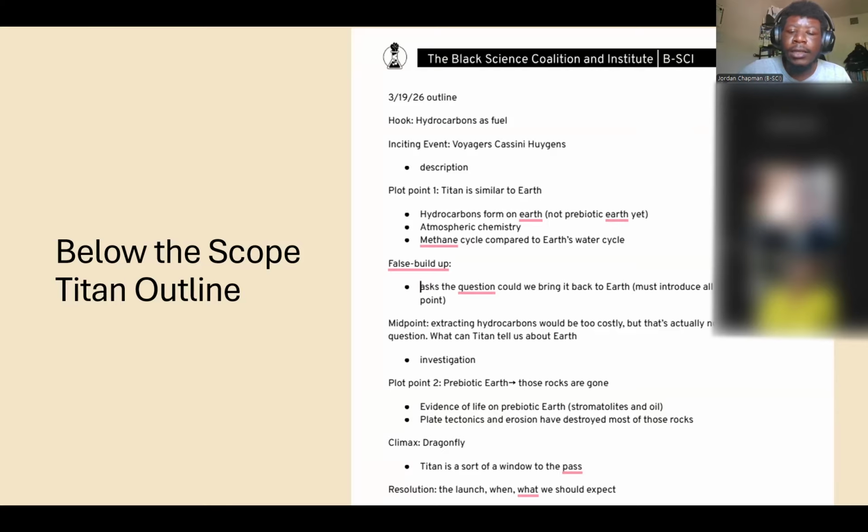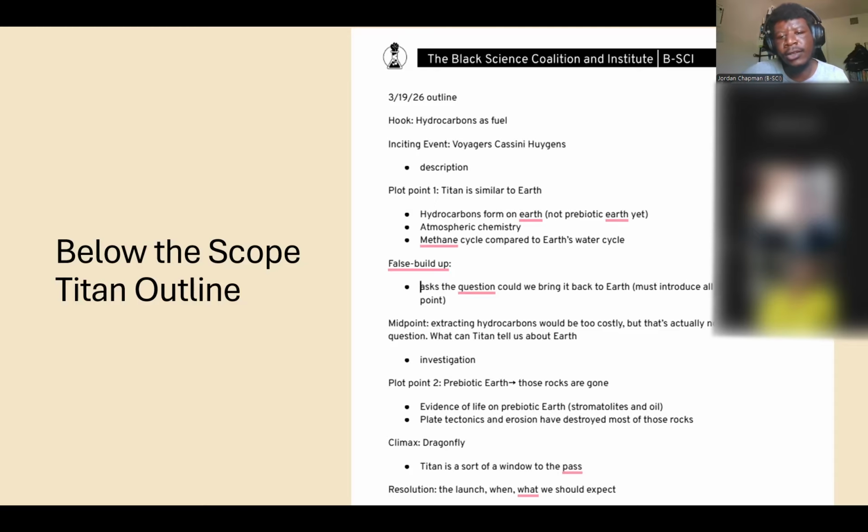But then one thing I inserted into that outline I just showed you guys is something called the false buildup. This was me trying to figure out a way to have that big moment of reversal in the midpoint, basically. Because if you know anything about Titan, or if you don't, Titan is the moon that has a bunch of hydrocarbons on it.